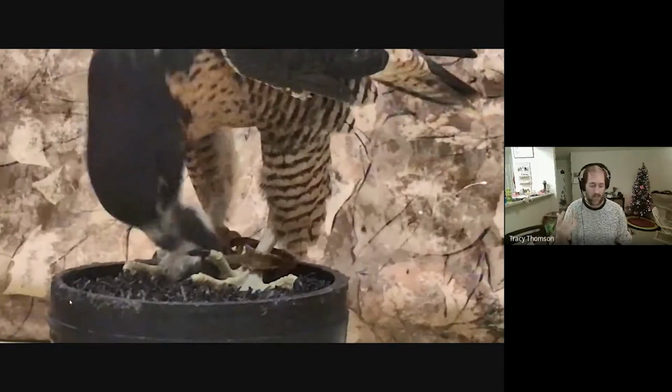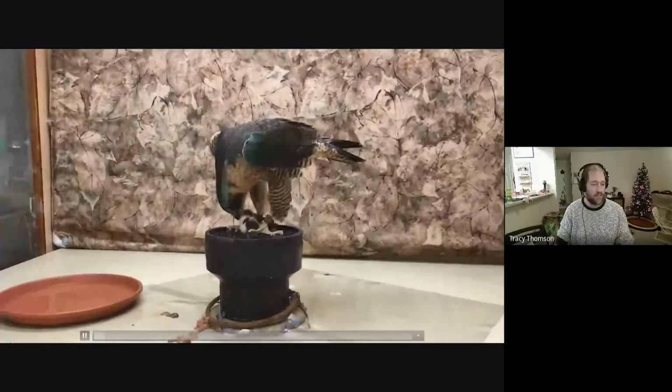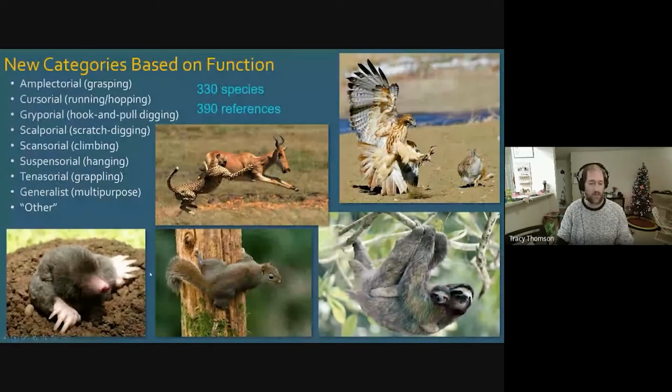There isn't just one thing that the claw does unless it's a very highly specialized animal. But you really need to pay attention to what the animals are doing with their claws and use that to classify the claws and the species.